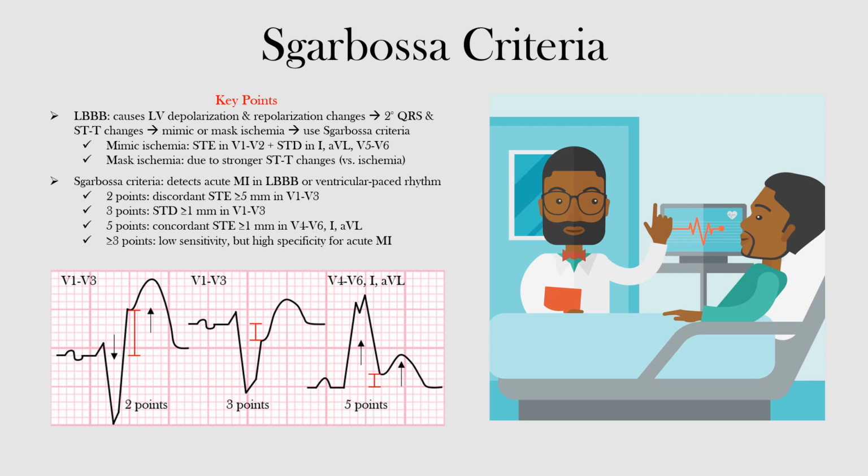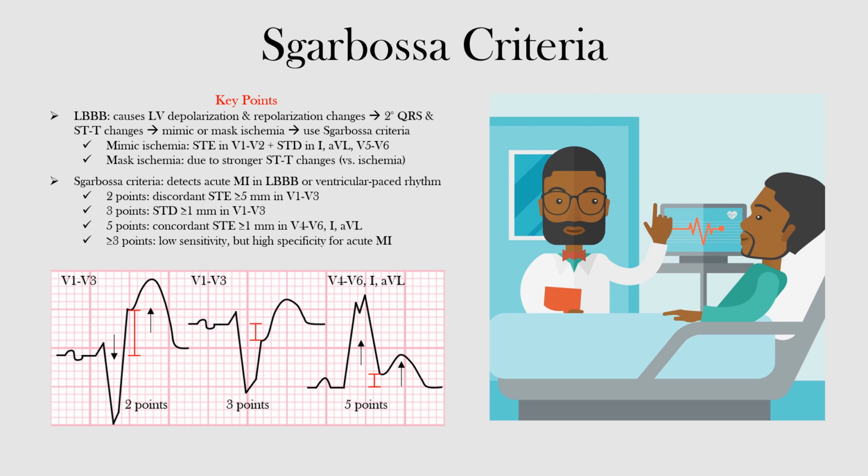It is more common in patients with structural and ischemic heart disease, and the issue here is that when trying to assess for ischemia on the EKG in the presence of left bundle branch block, it can be difficult to discern. This is due to the changes in left ventricular depolarization and repolarization, which result in secondary QRS and STT changes, respectively. It is the secondary STT changes that can mimic or mask ischemia.